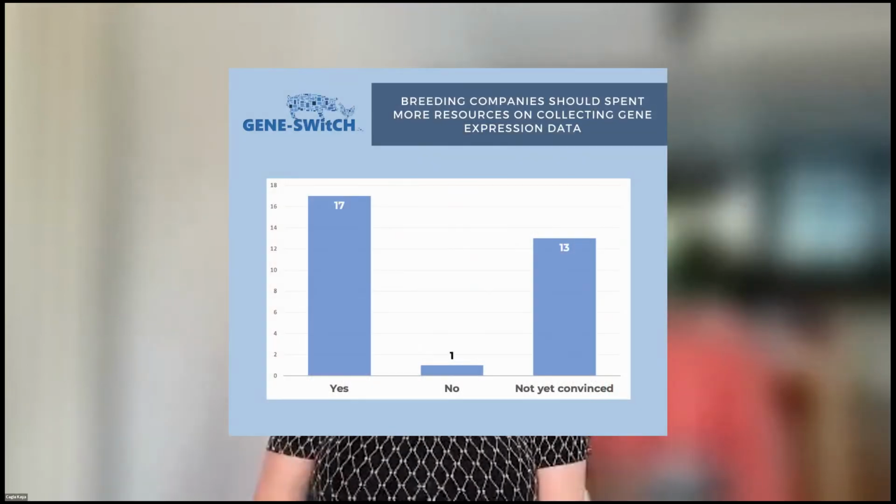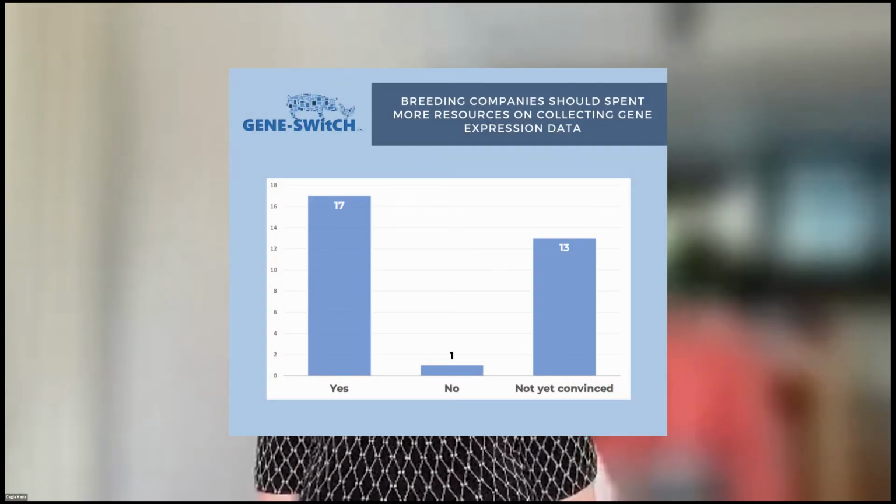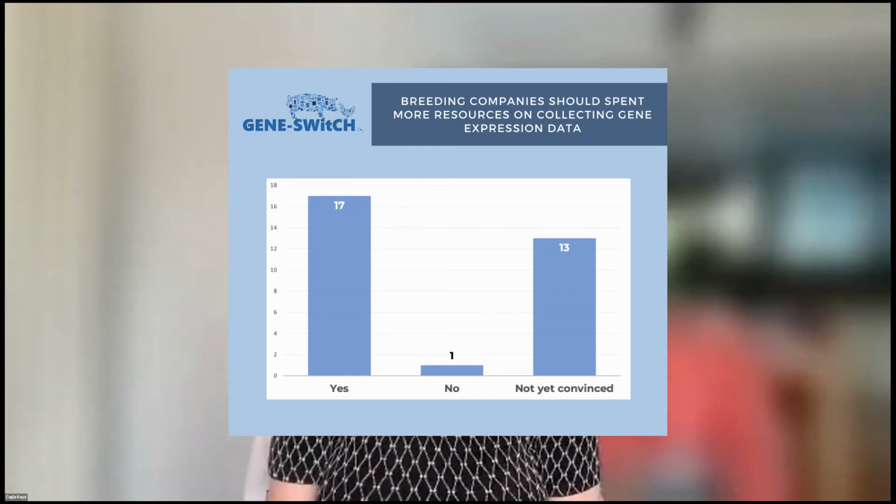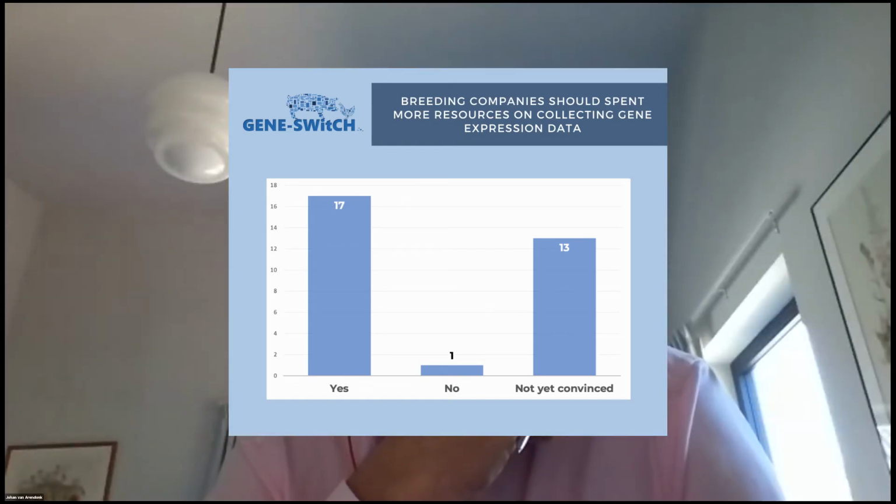So, breeding companies should spend more resources on improving functional genome annotations. Yes, with a slight majority. The results for most questions are pretty similar, I would say. Okay, the floor is yours.